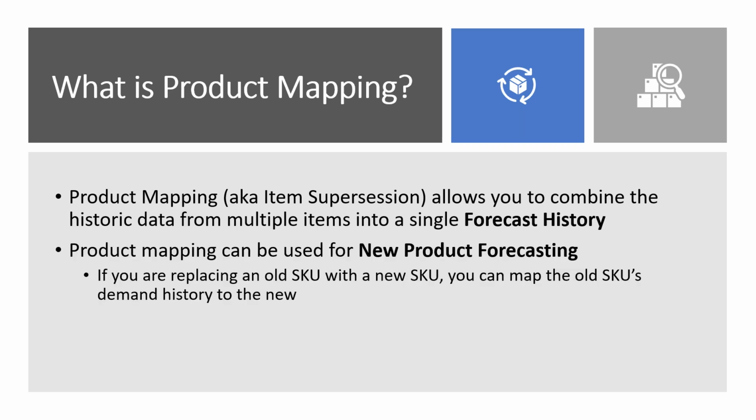Product mapping is particularly useful for things like new product forecasting. For example, if you're replacing a SKU with a new one, you can combine the old SKU demand history with the new history, if it exists, into one forecast history for that new SKU. Doing this will give you a much better forecast than what you would be able to generate with just that new SKU history, assuming that it's a very short history.